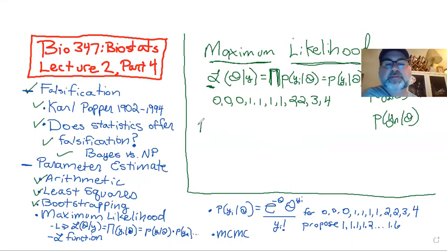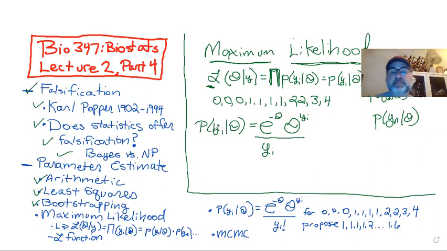Well, to figure out the probabilities, here's the formula. The probability of, for example, seeing 0 deer depends on the mean. Imagine the mean is very high; the probability of getting 0 is very low. Those probabilities you can calculate for any theta. So there's how you calculate the probabilities of getting these observations.